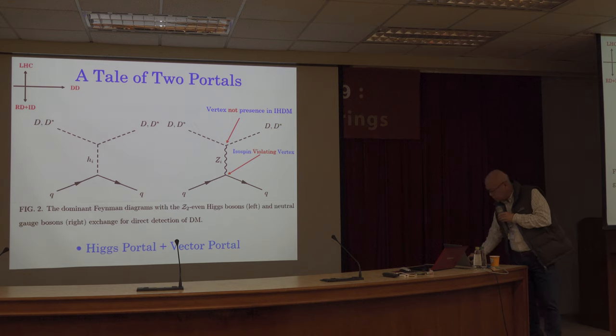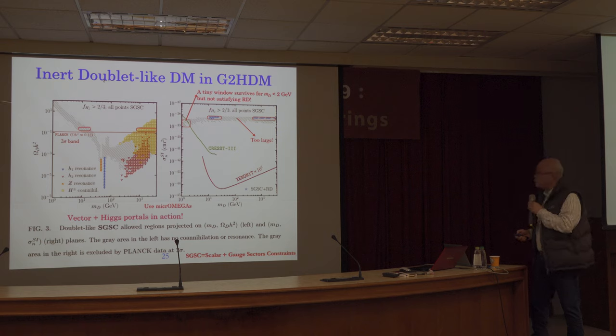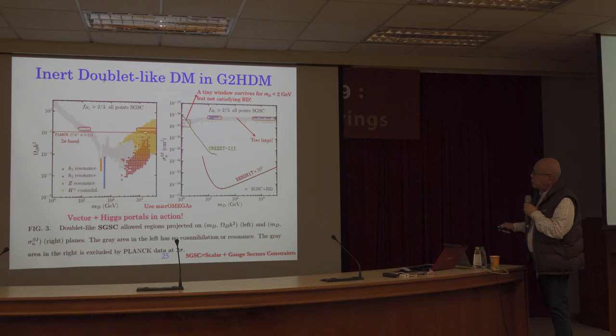So the story is quite complicated. Let me show the inert doublet case. This is a scalar scan result projected onto the relic density versus the dark matter mass. You can see that only a small range of parameter space is consistent with the Planck result: only this portion and this portion.